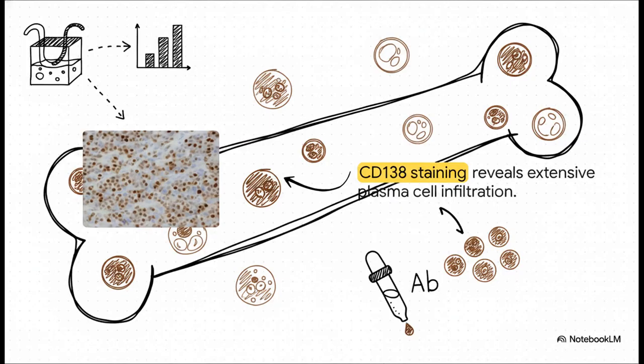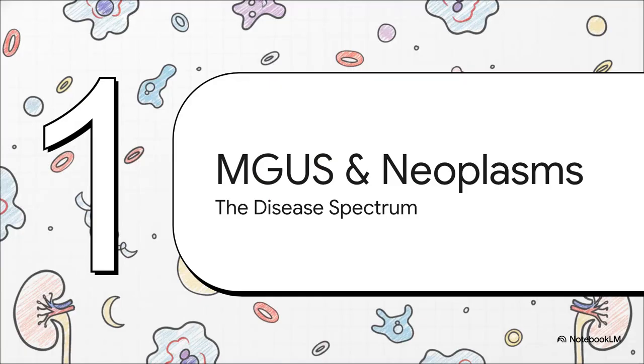And speaking of that bone marrow biopsy, we definitely don't just guess at the cell count. Pathologists use flow cytometry and special stains to be super precise. Check this out. A stain using an anti-CD138 antibody reveals the plasma cells in brown. CD138 is the definitive marker used to quantify the exact burden of disease, showing us exactly how extensively the marrow has been infiltrated.